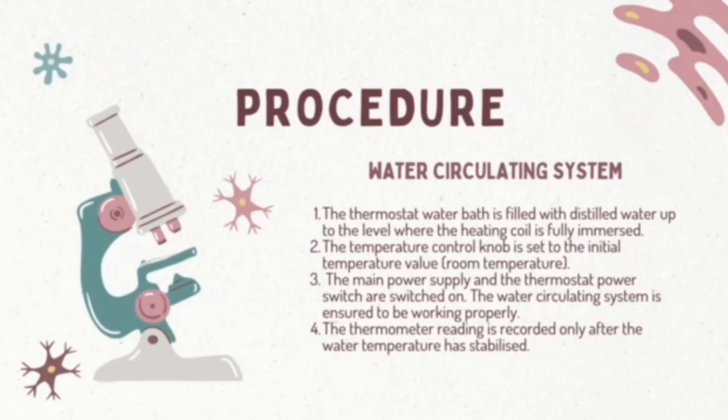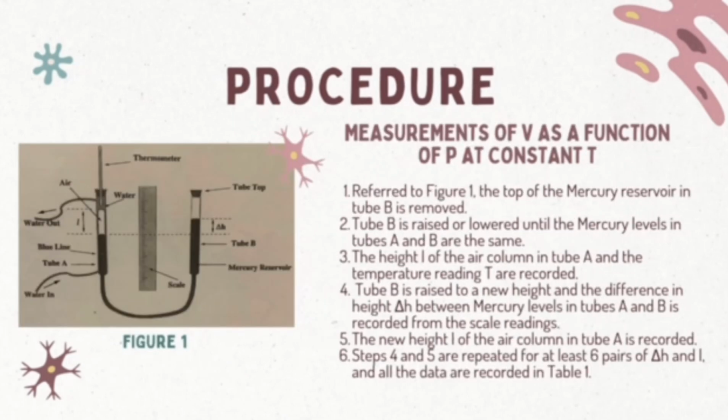The procedure for the water circulating system. First, the thermostat water bath is filled with distilled water up to the level where the heating coil is fully immersed. Second, the temperature control knob is set to the initial temperature, room temperature. Third, the main power supply and the thermostat power switch are switched on. The water circulating system is ensured to be working properly. Fourth, the temperature reading is recorded only after the water temperature has stabilized.